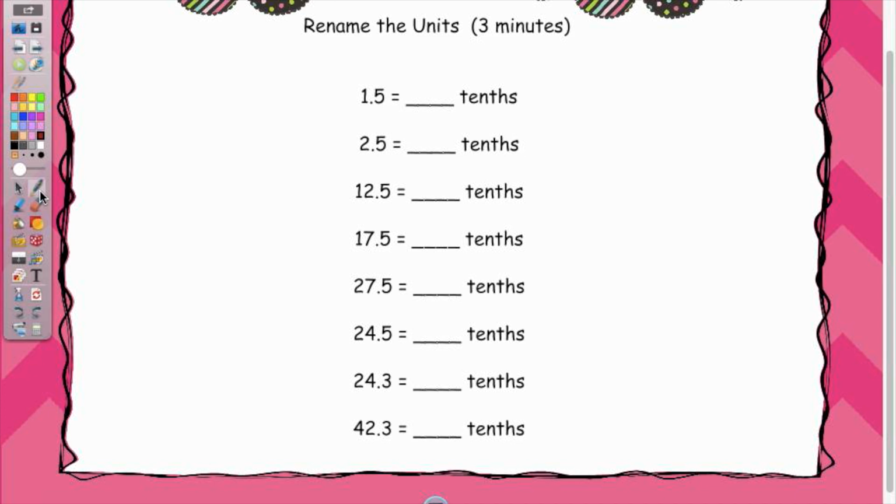Isaac, how do you write 1 5/10 as just tenths? What do you think? Jacob? 150. No? Good try. Alexis? 15. Just 15. So 15 tenths.